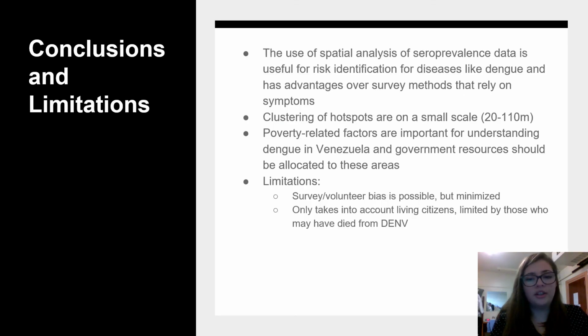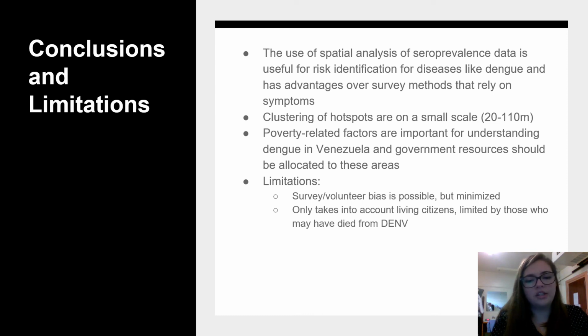The researchers concluded that the use of spatial analysis of seroprevalence data is useful for risk identification for diseases like dengue and has its advantages over survey methods that rely on symptoms. This is because survey methods increase the bias in the paper, while seroprevalence data may take into account those who may have had dengue and not been symptomatic. In addition, they found that clustering of hotspots are on a small scale of 20 to 110 meters, which was significantly smaller than the researchers had anticipated. Also, they learned that poverty-related factors are important for understanding dengue distribution in Venezuela, and their recommendations are that the government allocate its resources to these areas to help prevent the spread of dengue in the future.